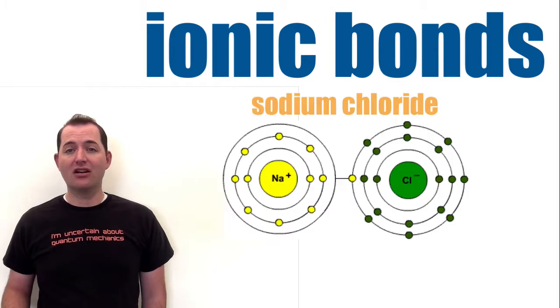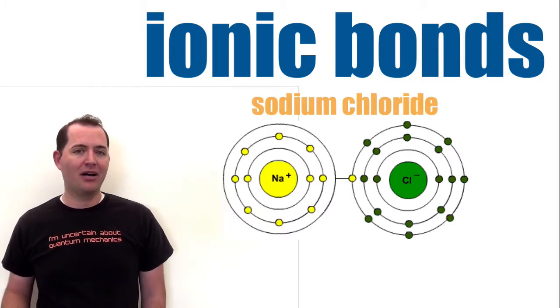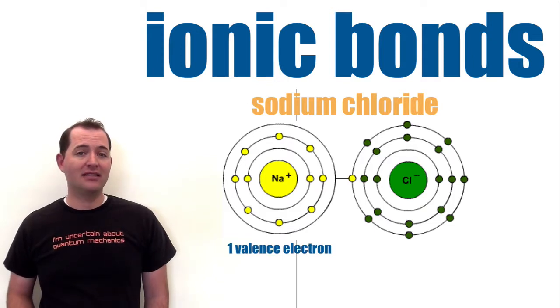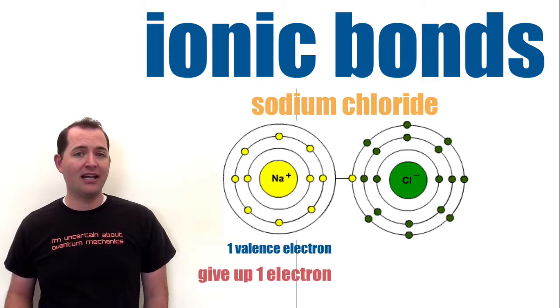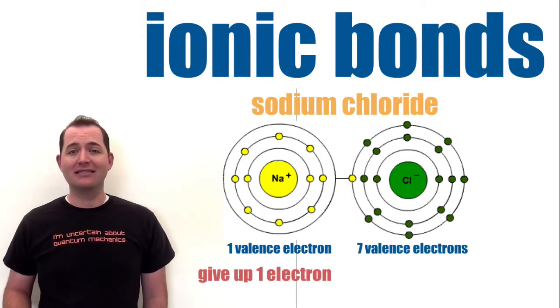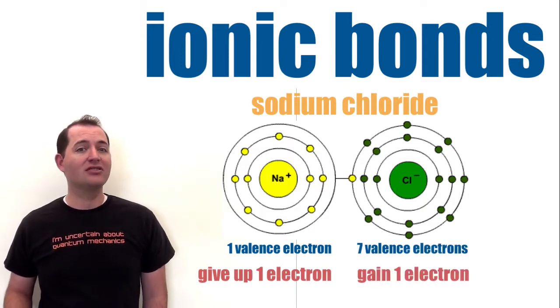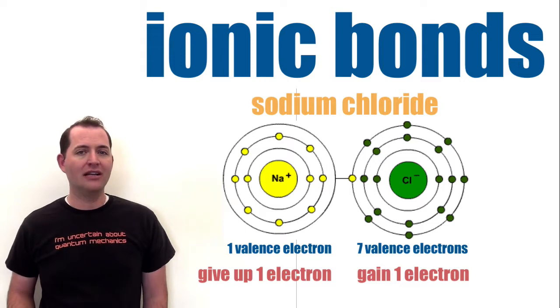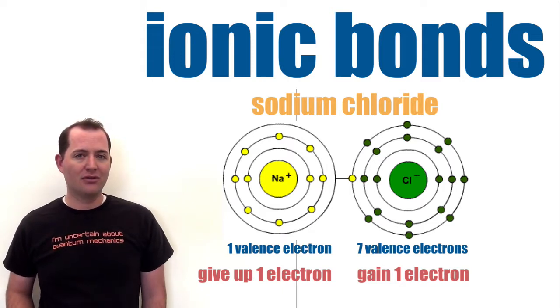For example, salt, or sodium chloride, is a molecule with an ionic bond. Sodium has 1 valence electron, so it will give up that electron to meet the octet rule, while chlorine has 7 valence electrons, and it wants to gain 1 more electron in order to meet that octet rule.